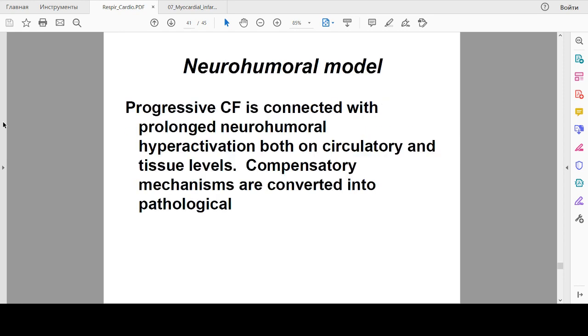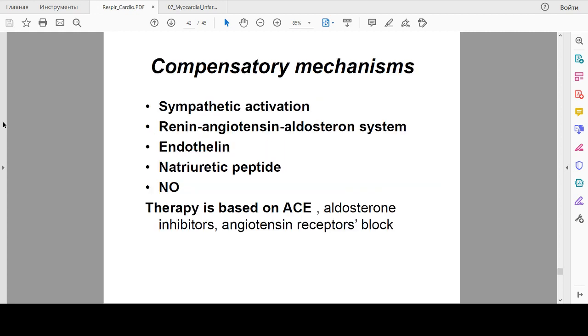So the next model is neurohumoral. The problem is that progressive cardiac failure is connected with prolonged neurohumoral hyperactivation, both on circulatory and tissue levels. Compensatory mechanisms are converted into pathological, because in the neurohumoral model we mean that compensatory mechanisms become ineffective, excessive, or inappropriate. What are these compensatory mechanisms? I believe you know them well.